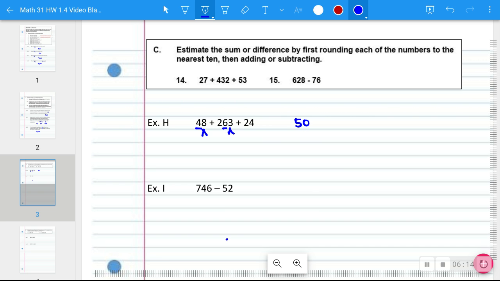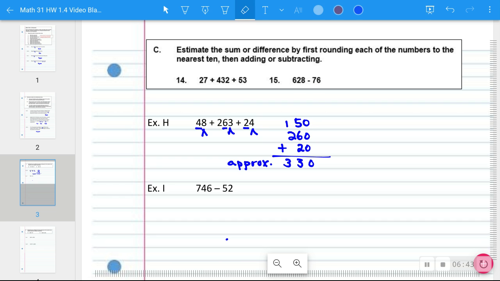263 is closer to 260. And 24 is closer to 20 than 30. So we have an estimate here of 330. And since it's an estimate, we can write approximately. That's one way to do it.